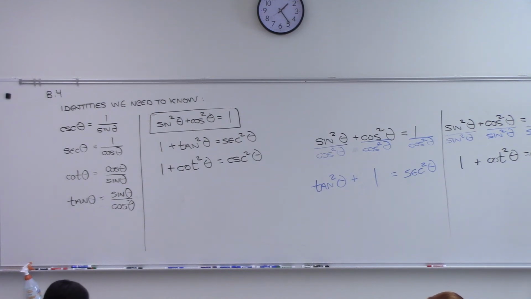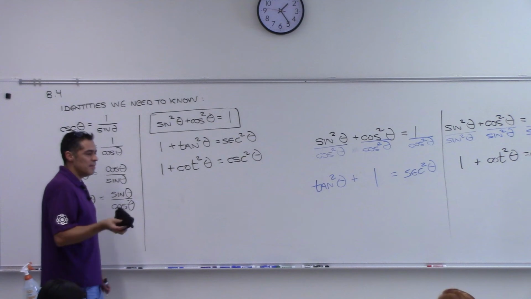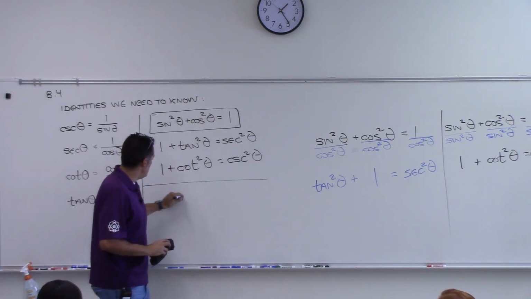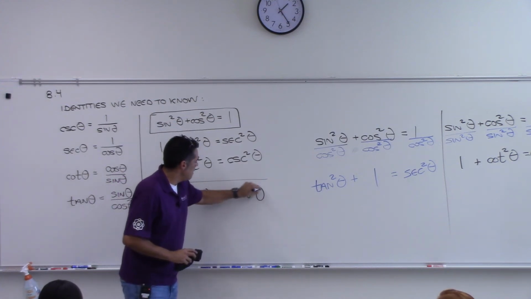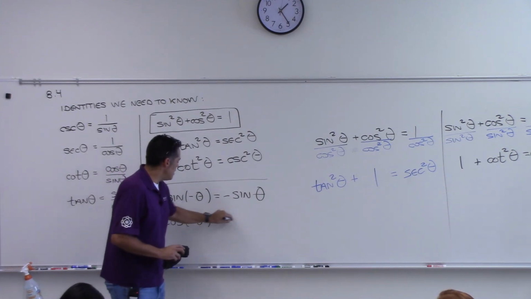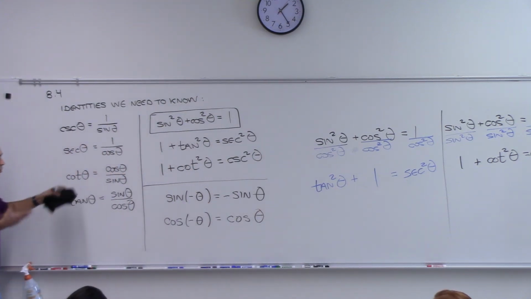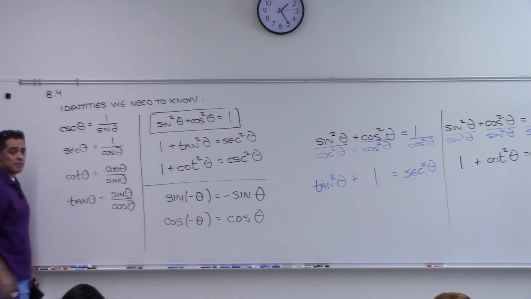The only other ones that you really need that could come up are the even and odd. Remember we talked about sine being odd and cosine being even? That sine of negative theta is equal to negative sine theta. And then we had this one, cosine of negative theta equals cosine theta. So as we move through this section and start doing these identities, I'm going to be pulling from this and using this throughout today.